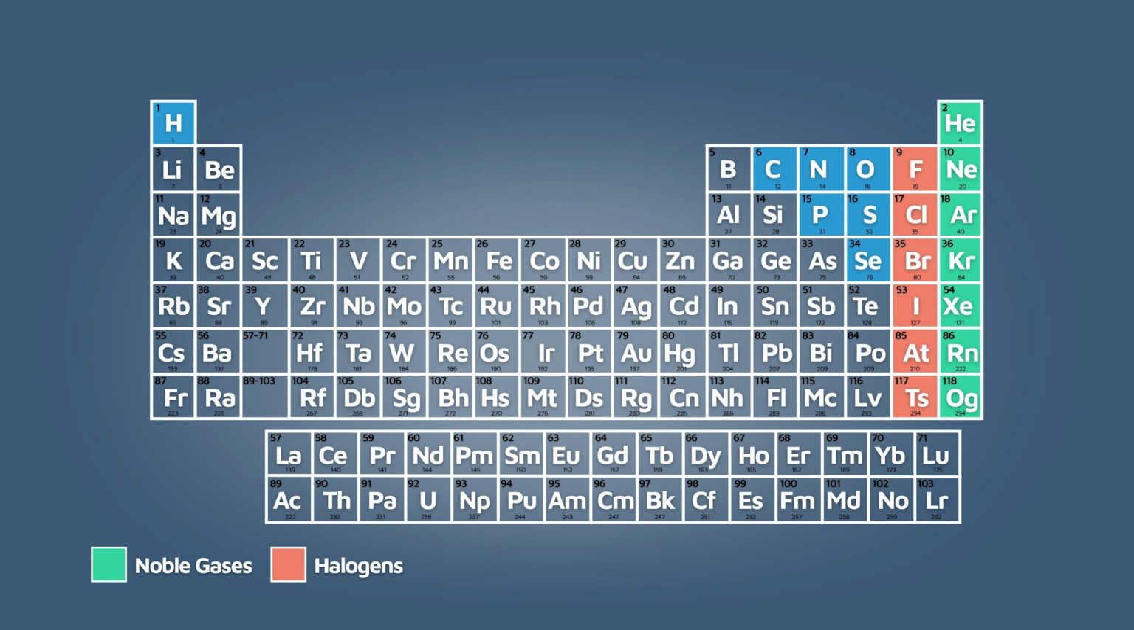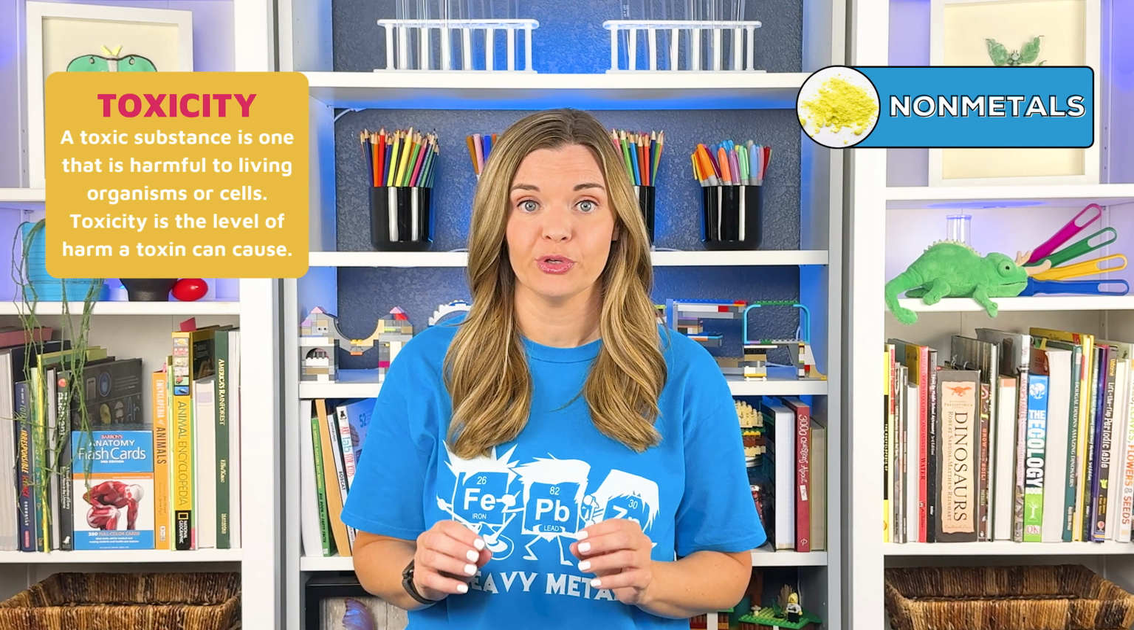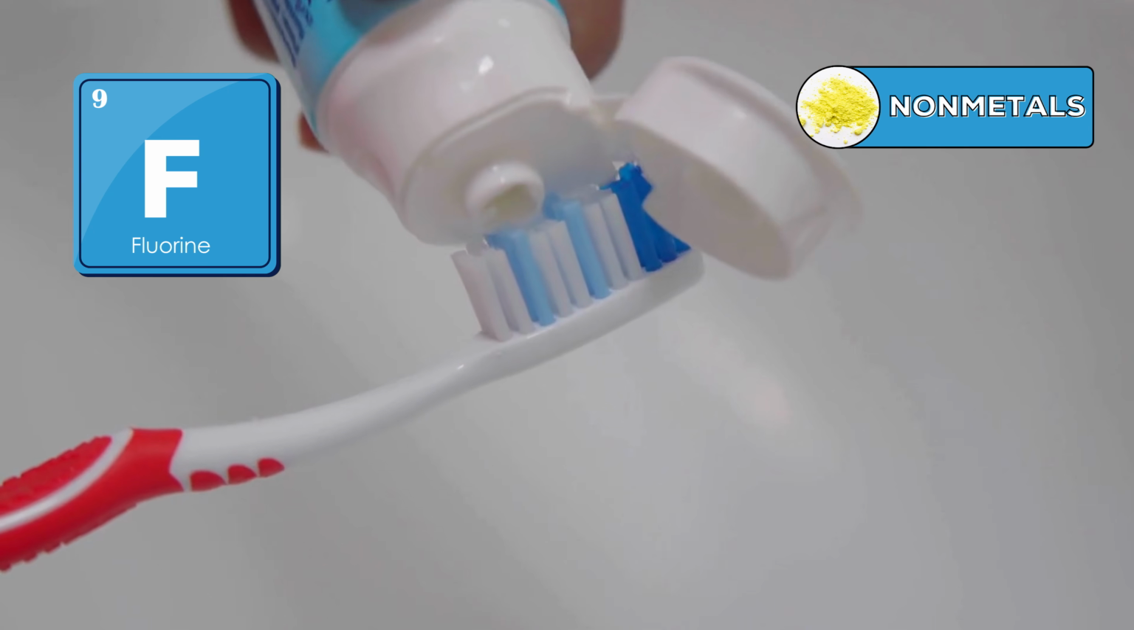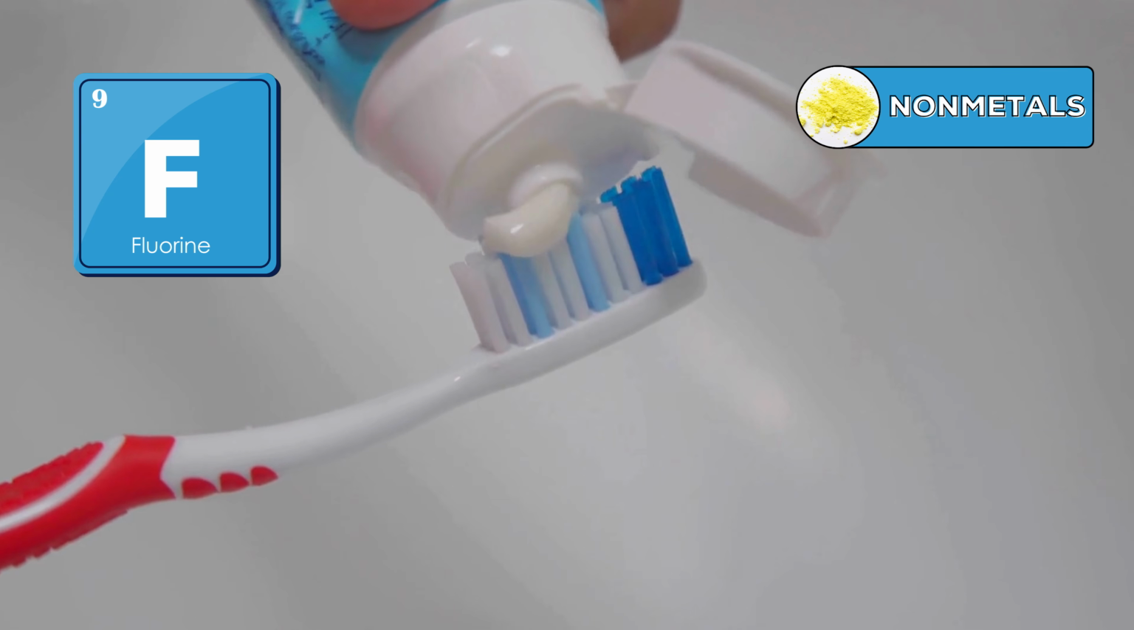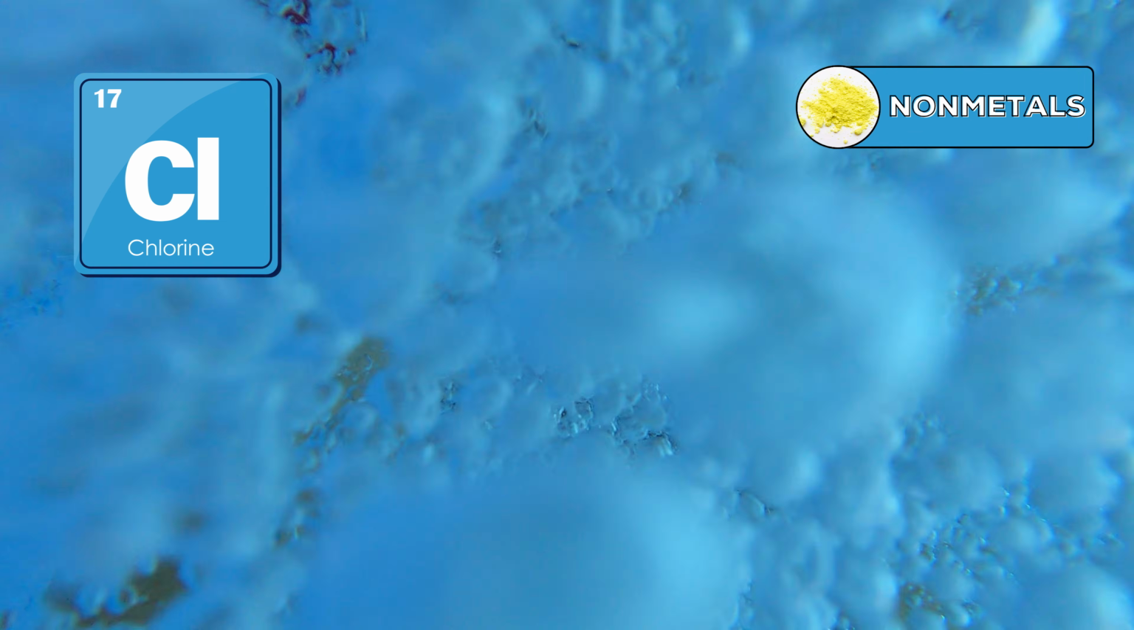The halogens are next in group 17. The elements in this group are highly reactive. Despite being toxic and extremely dangerous in their pure forms, they are essential in our everyday lives. Fluorine is used in toothpaste to prevent tooth decay, and chlorine keeps our swimming pools safe to swim in.